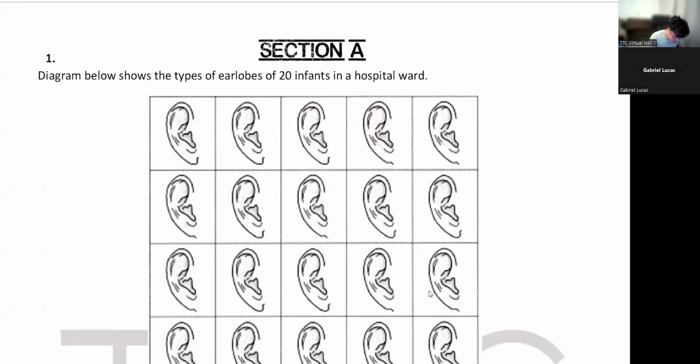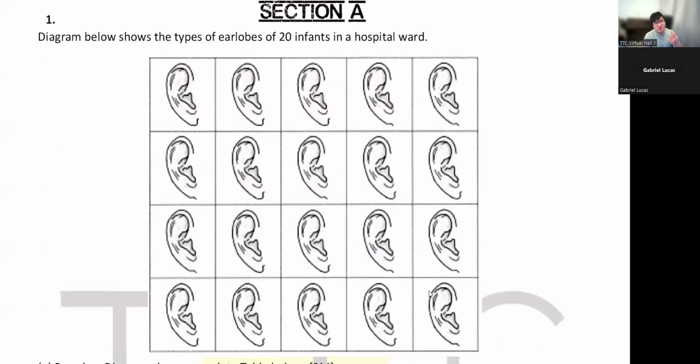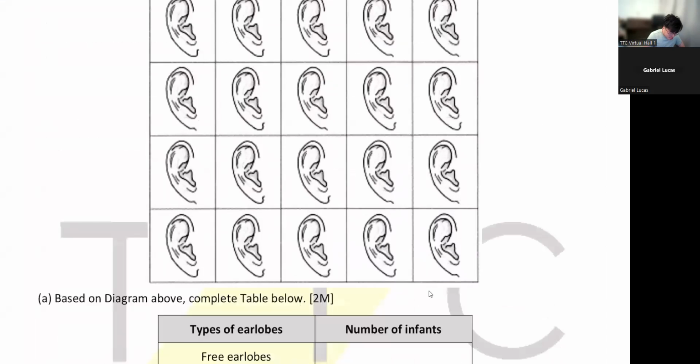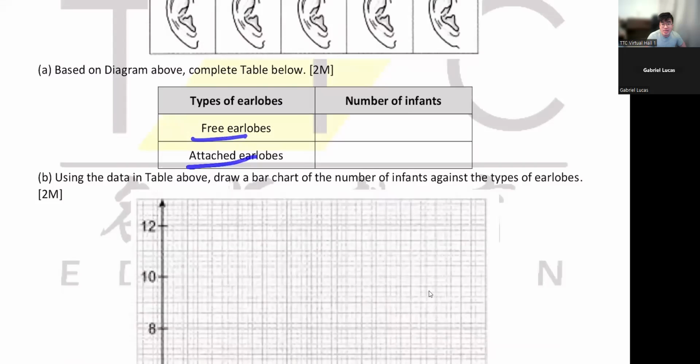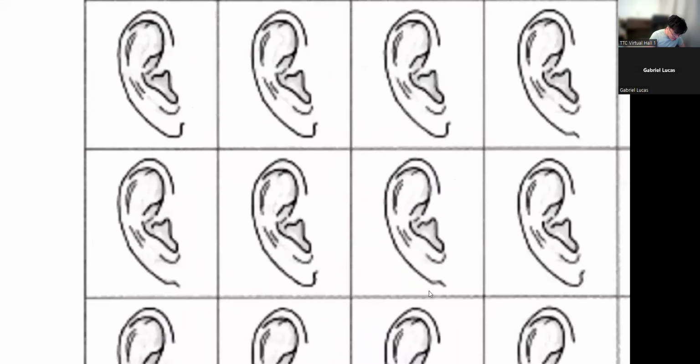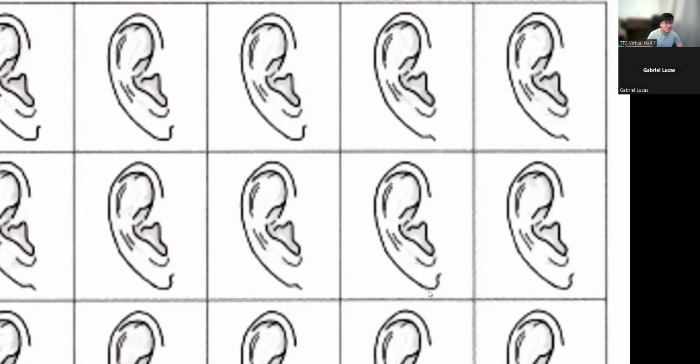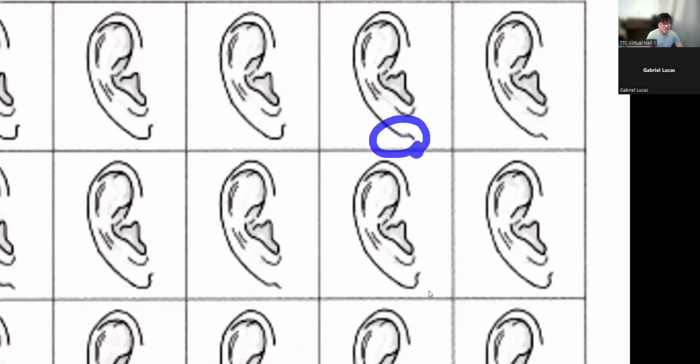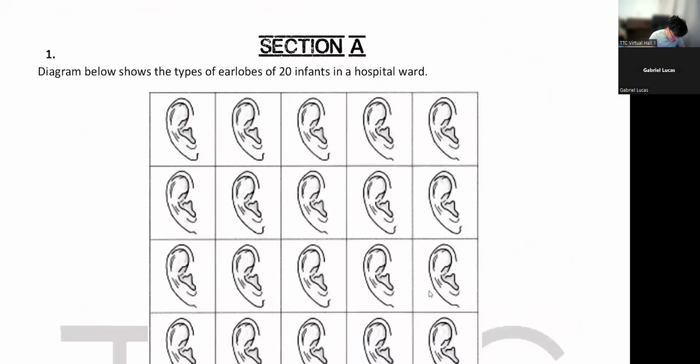there are 20 infants in this hospital ward. These are the types of earlobe. If you still remember your earlobe, there's only 2 types. That's the free earlobe, and that's the attached earlobe. Free earlobes just hang down from your ear, and when it is attached, it looks like this. There's no hanging. It just goes straight to the side of your face. So how many free do we have?